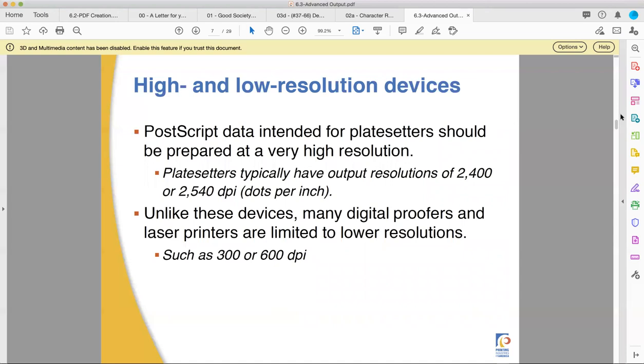Now, one of the disparities here is a lot of proofing systems and digital presses are limited to 300 or 600 dots per inch of actual output resolution. The best digital printers, not counting the HP Indigo, which is a totally different ball game and we're not going to talk about that today, but all toner-based systems are going to be limited to about 1,200 dots per inch, never more.